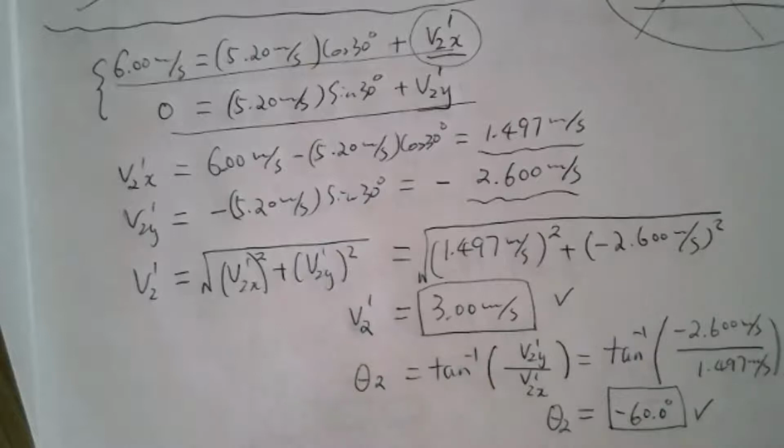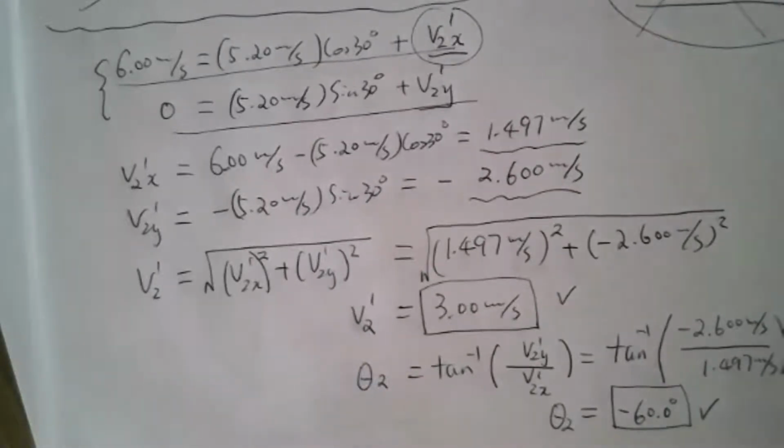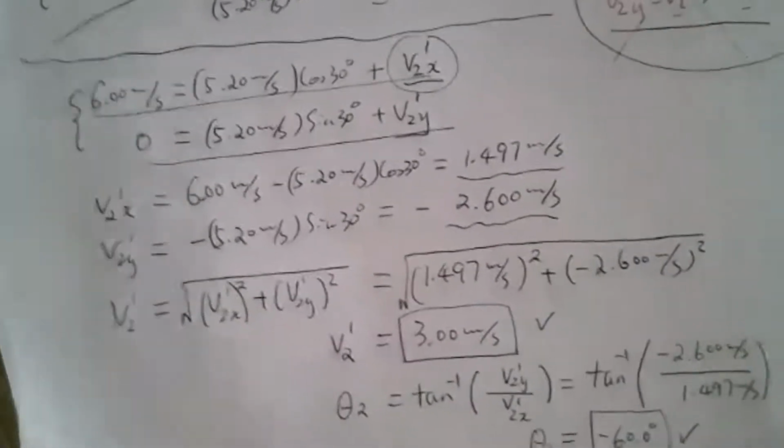So let me know if you have questions with part A. If it's clear, then we can take a look at part B. Part B is asking you to verify that the collision is elastic. That means you want to check if the initial kinetic energy is equal to the final kinetic energy. So for part B, we are going to check KE initial and KE final to see if they are equal to each other.